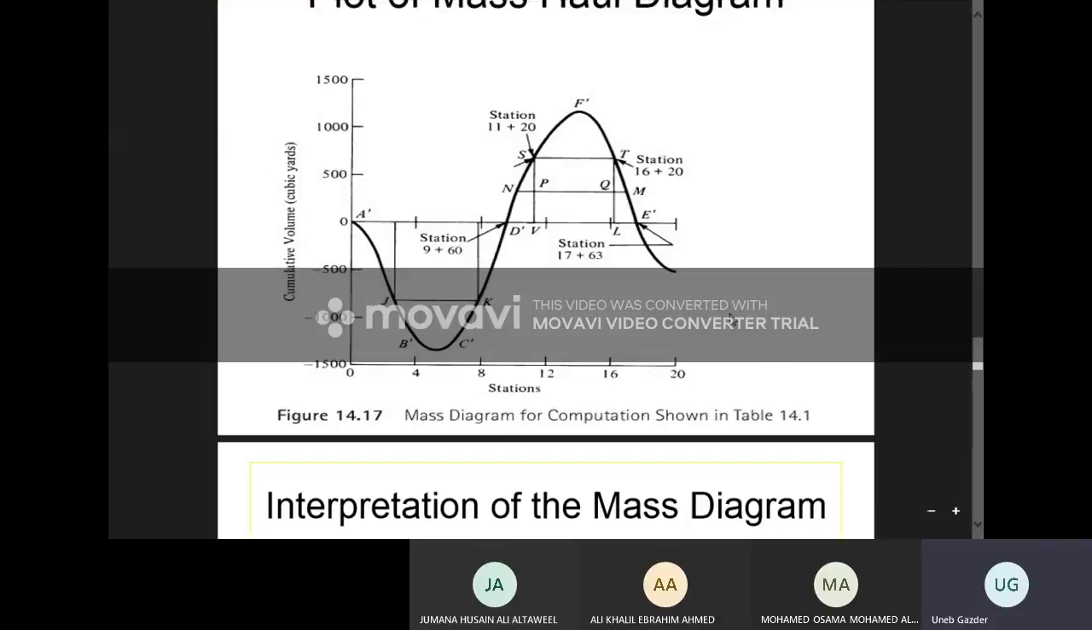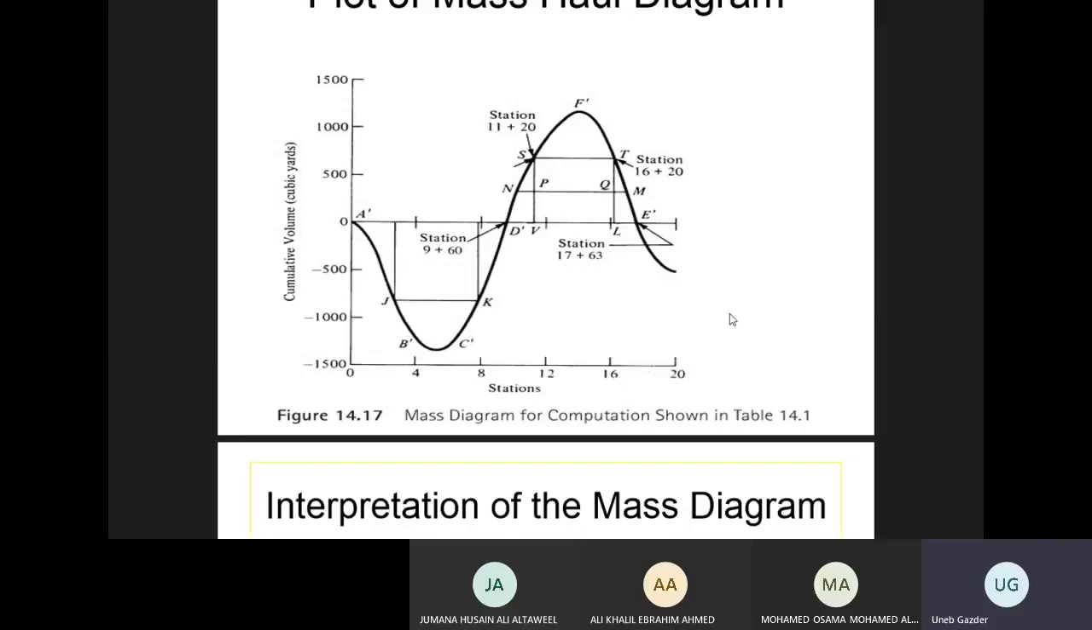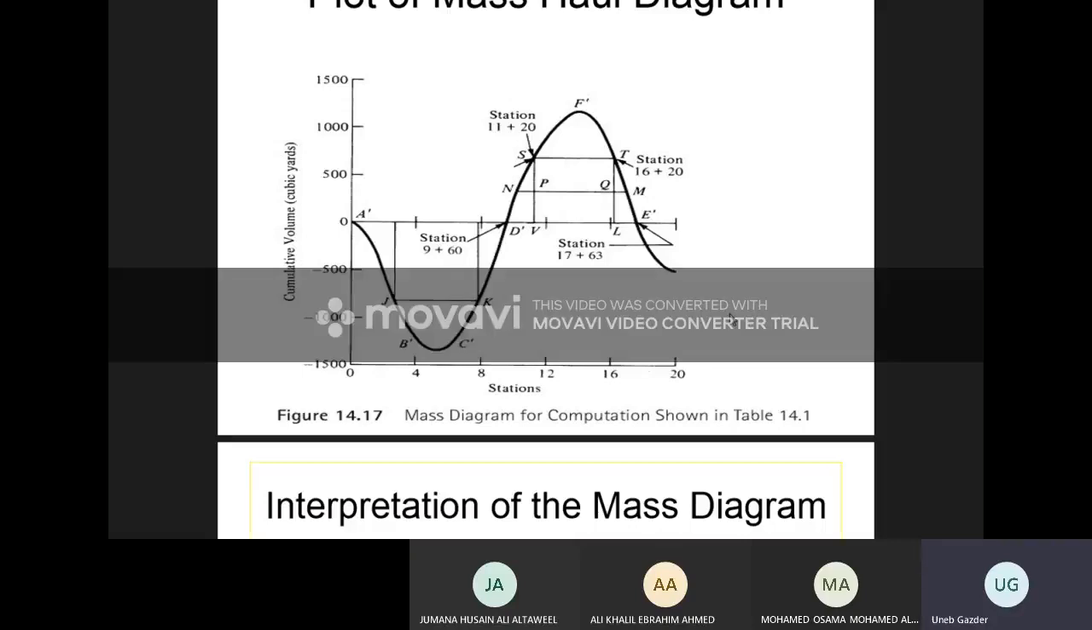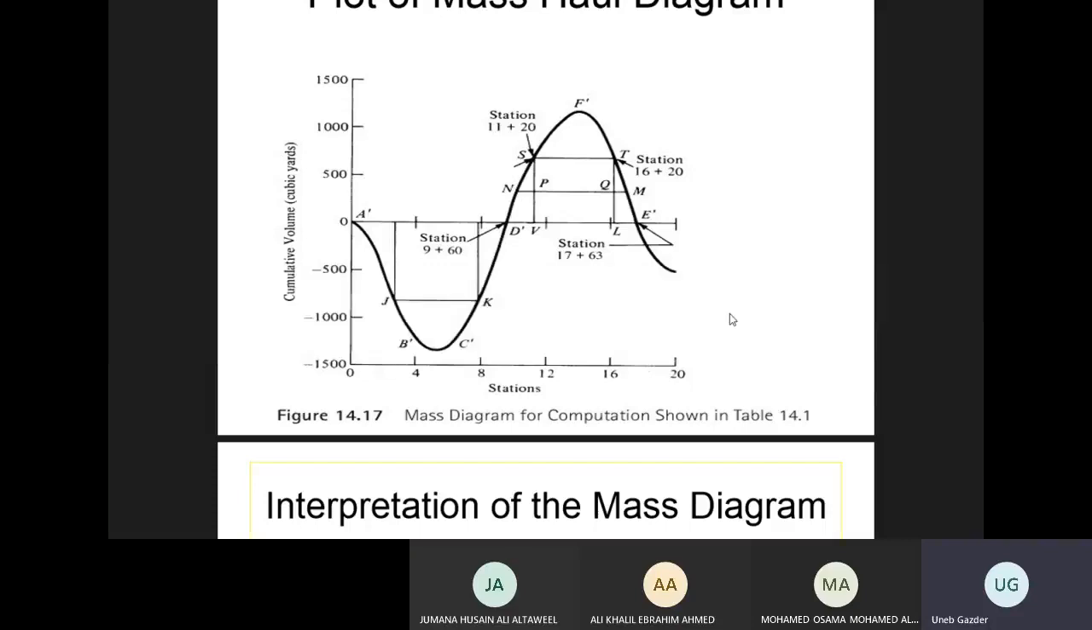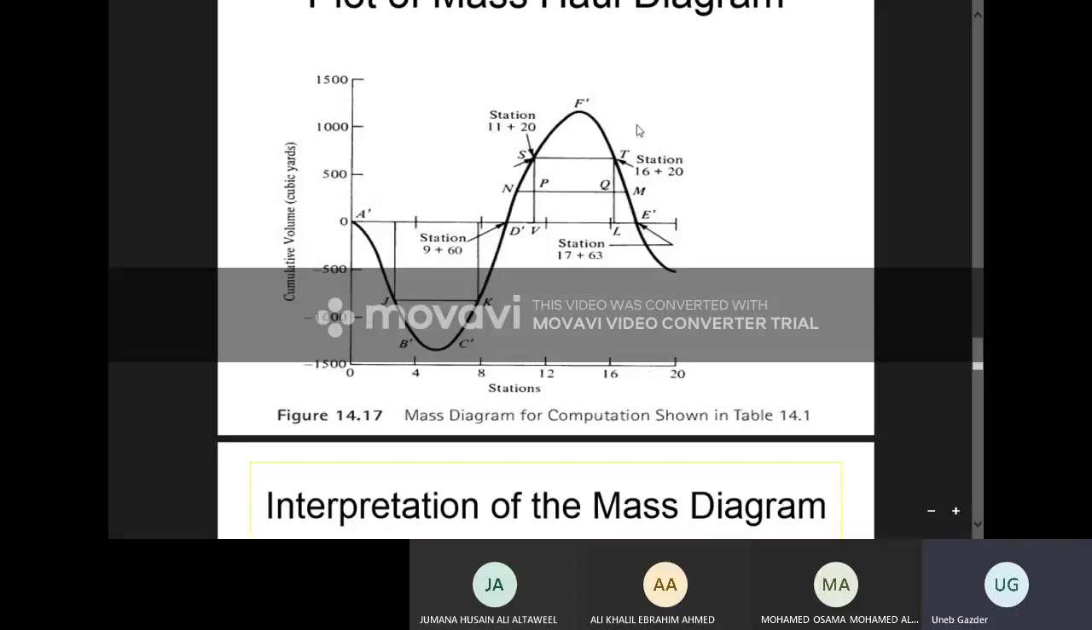Now there are few points which you have to understand from the mass haul diagram. From a mass haul diagram, you can understand few things related to the earthwork material. For example, when the mass haul diagram is in the negative region, below the zero line, that means you have more fill than cut. Fill was negative, right? So in this region, between A dash and D dash, you have more fill. And when the diagram is in the positive region, that means cut is more than fill. So between D dash and E dash, cut is more than fill.